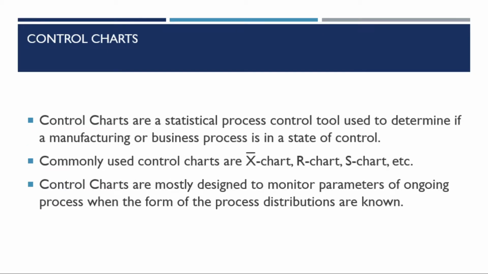So, what are control charts? Control charts are statistical process control tool used to determine if a manufacturing or business process is in a state of control. Commonly used control charts are X bar chart, R chart, and S chart, etc. Control charts are mostly designed to monitor parameters of an ongoing process when the form of the process distributions are known.